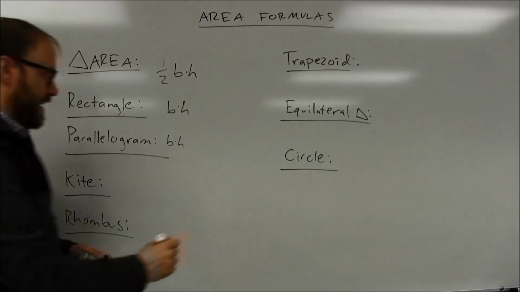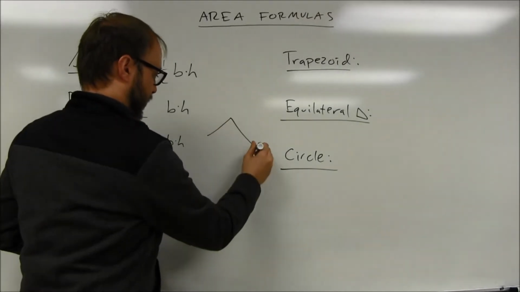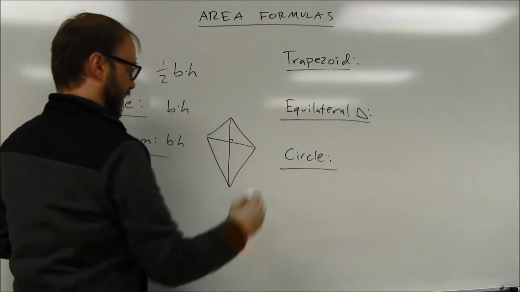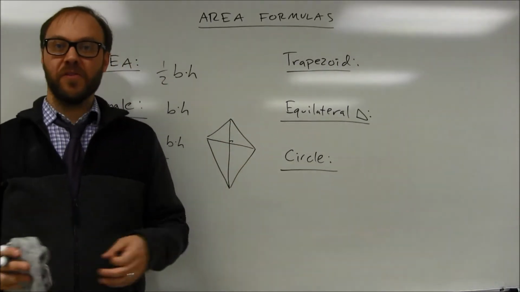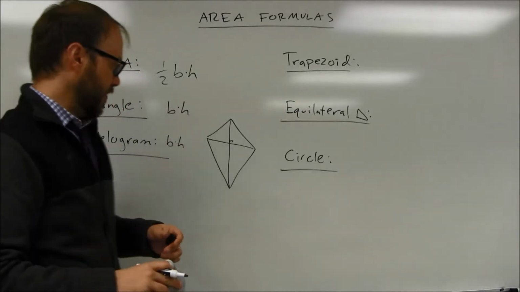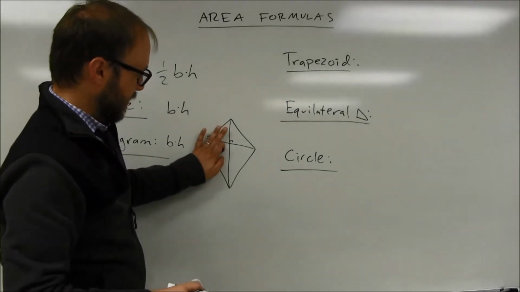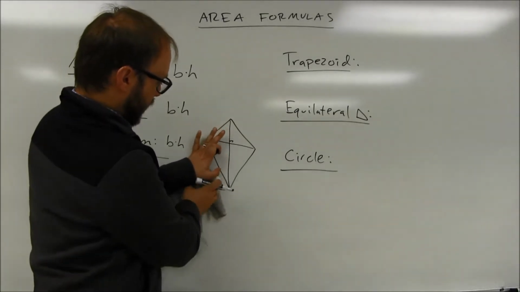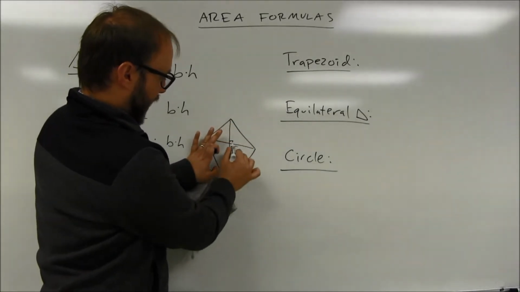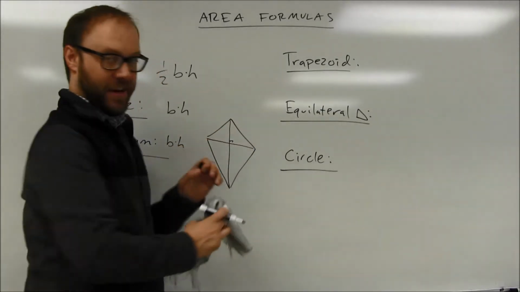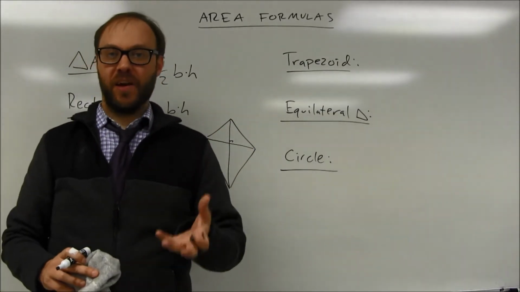A kite. Kite can be handled a couple of different ways. You probably know that the diagonals are perpendicular. The diagonals will create right triangles, and you could, in fact, do different things with those. One option is you could basically find the area of this triangle. You would have its base, and you would have its height. And then you can find the area of that triangle, and you can double it, and you can find the area of the total kite.